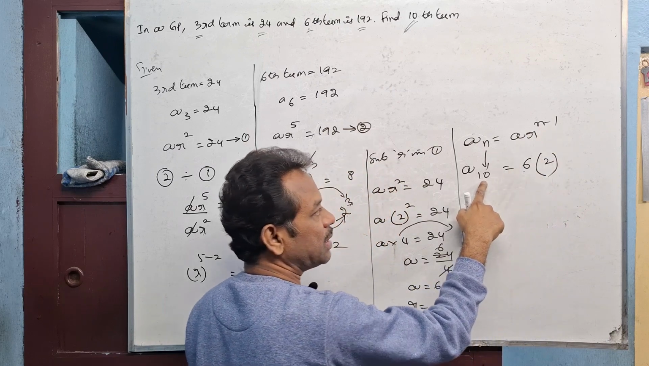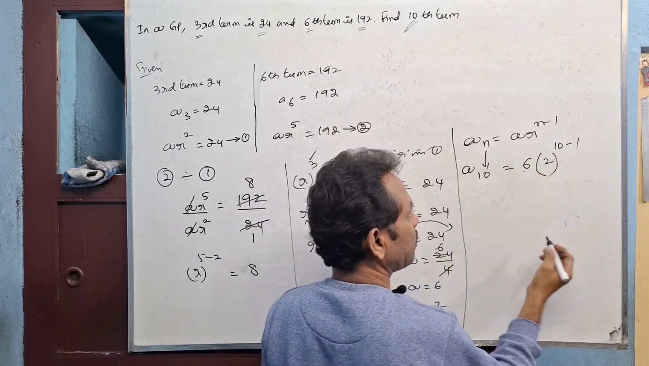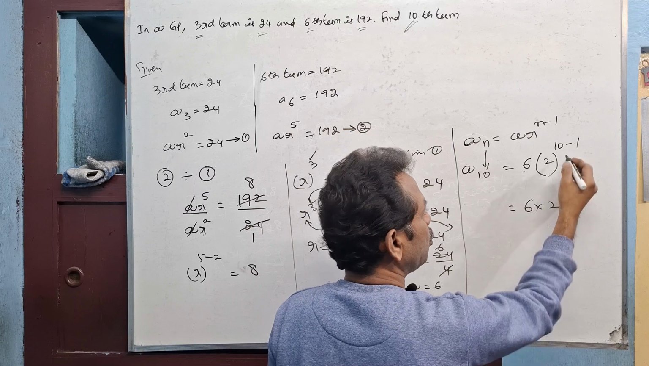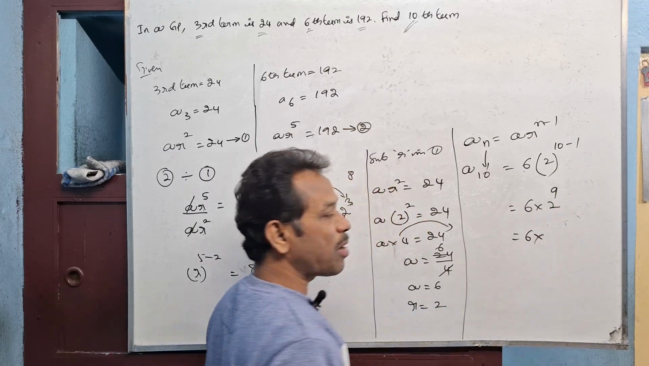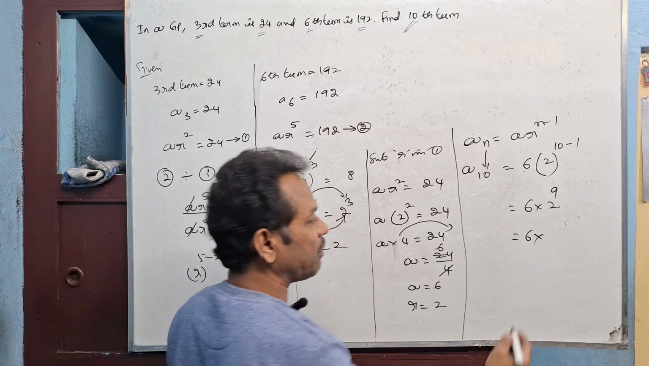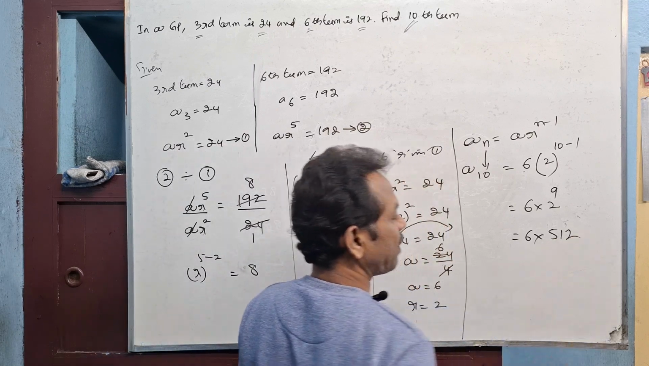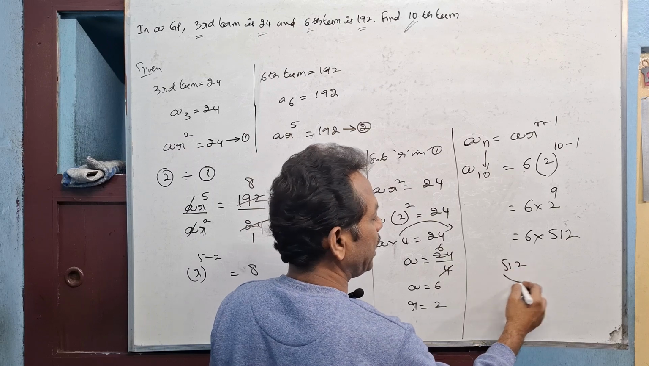N is nothing but the term number. Your term number is 10. So 10 minus 1 is 9, and we get 6 into 2 power of 9. 2 power of 9 is 512, so 512 into 6.